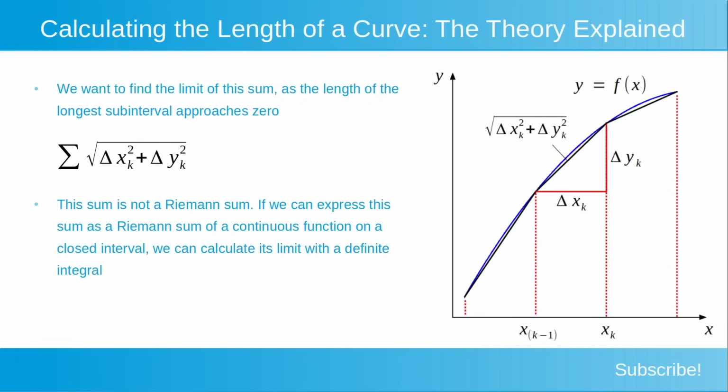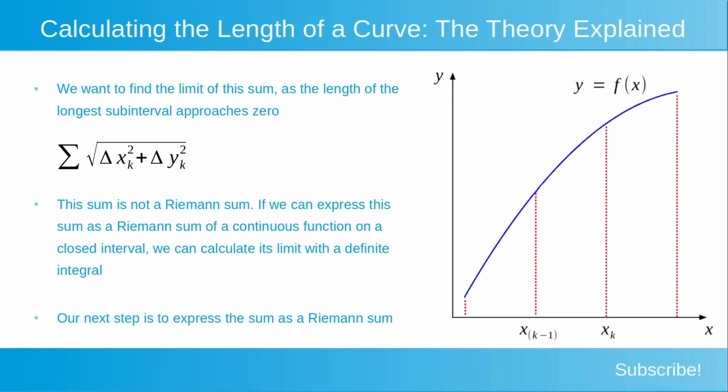If we can express this sum as a Riemann sum of a continuous function on a closed interval, then we can calculate its limit as the longest subinterval length approaches 0 with a definite integral. Our next step is to express the sum as a Riemann sum. A Riemann sum of this continuous function over the entire closed interval is equal to the sum of each subinterval length multiplied by a function value from that subinterval.